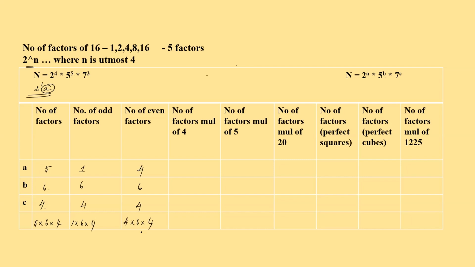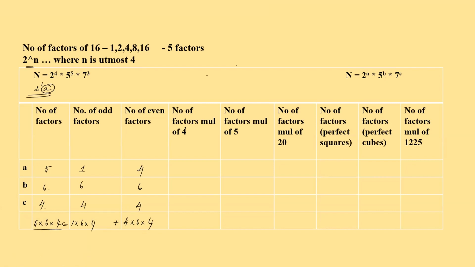So far so easy. Now if you want to also check whether you are on the right track or not, if you add the total number of odd factors plus the number of even factors, you will be getting the total number of factors, which is nothing but 5 into 6 into 4. If you add both, you'll have to get this particular value. Okay, so now let's go to the next one.